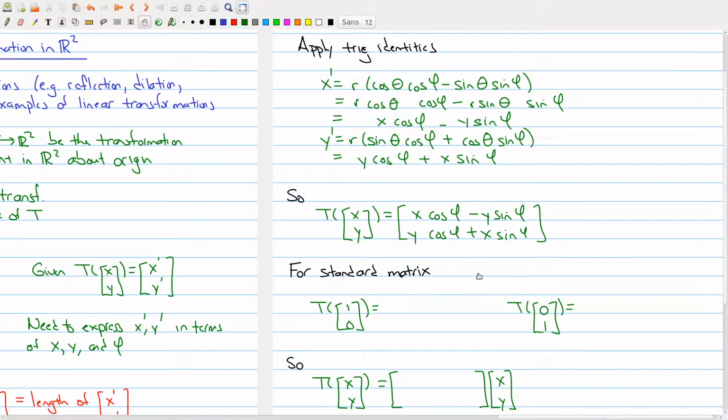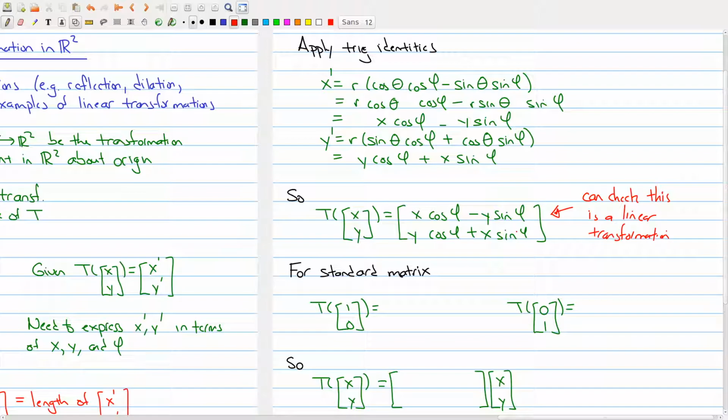Now I'm going to leave some details for you to check. You can check that this is a linear transformation. And one thing you really want to see is that because phi is fixed, this is a number, this is a number, this is a number, and this is a number. Those actually aren't changing at all.